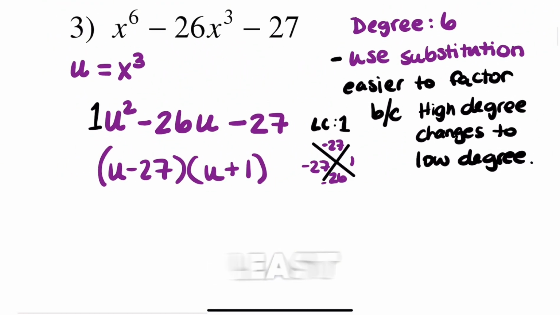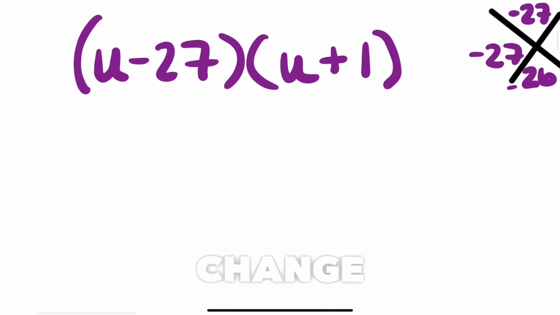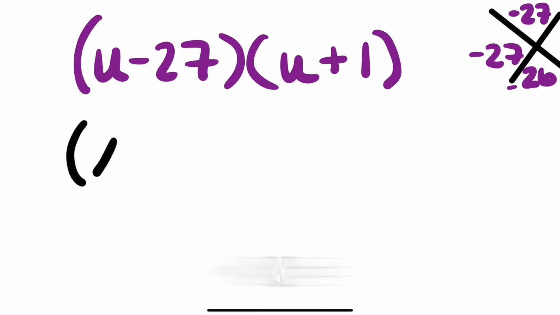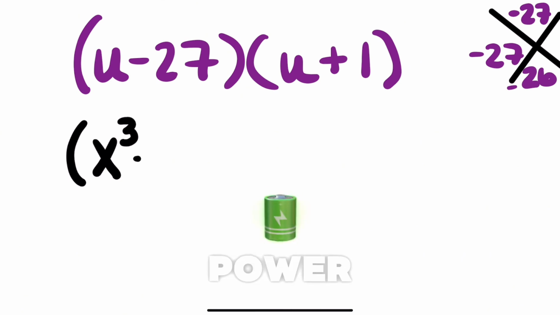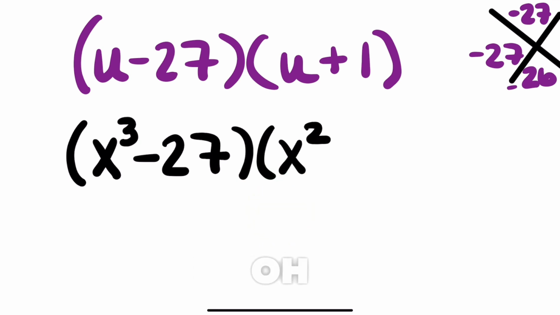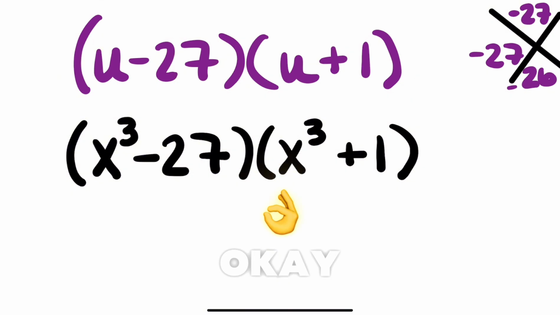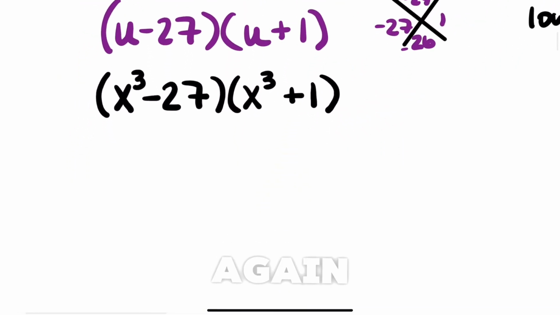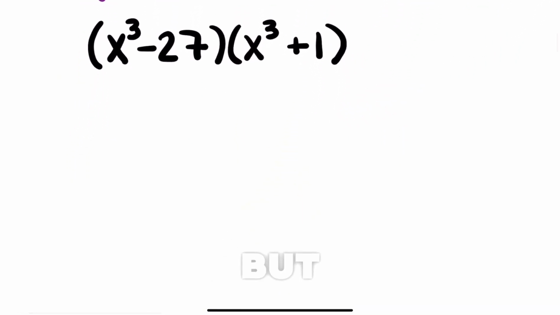Last but not least, in this method, you want to go back and change u to what it was originally. U is x to the third power. So we're now going to change it back. X to the third power minus 27 and x to the third power plus 1.